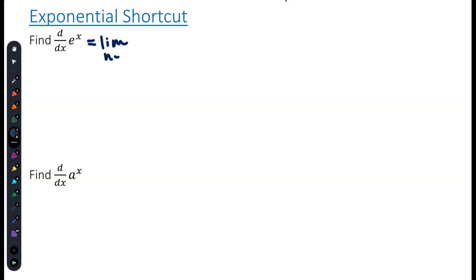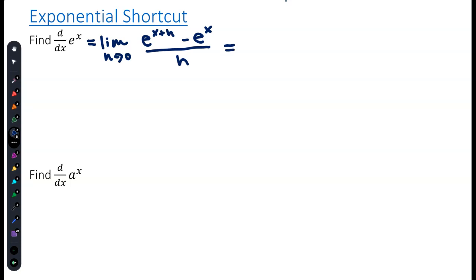If we want to find the derivative of e to the x, we're going to take the limit as h goes to 0 of e to the x plus h minus e to the x all over h. And we can get a little ways with this algebraically, but we are going to get stuck and we're going to have to do a little bit of magic.